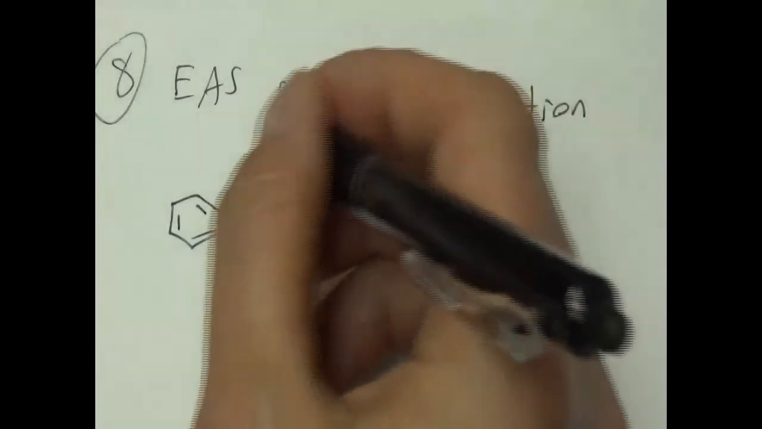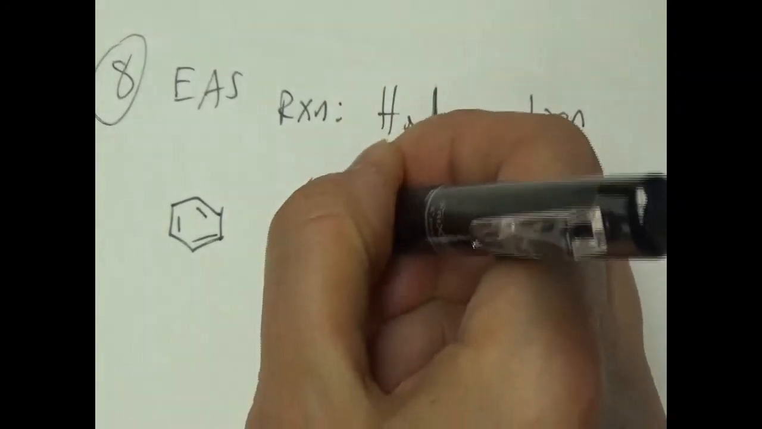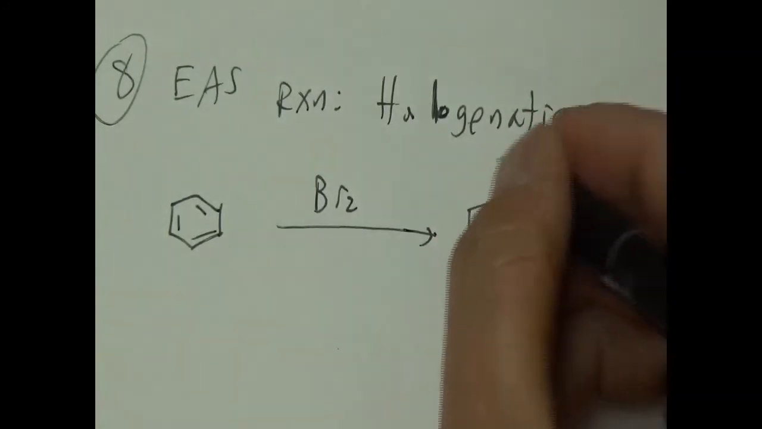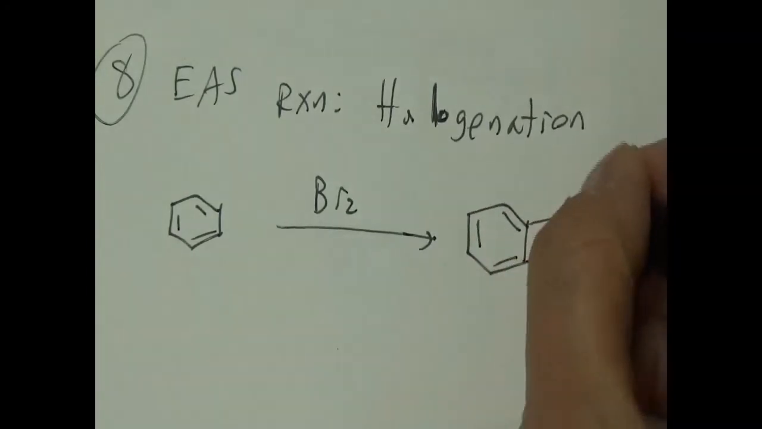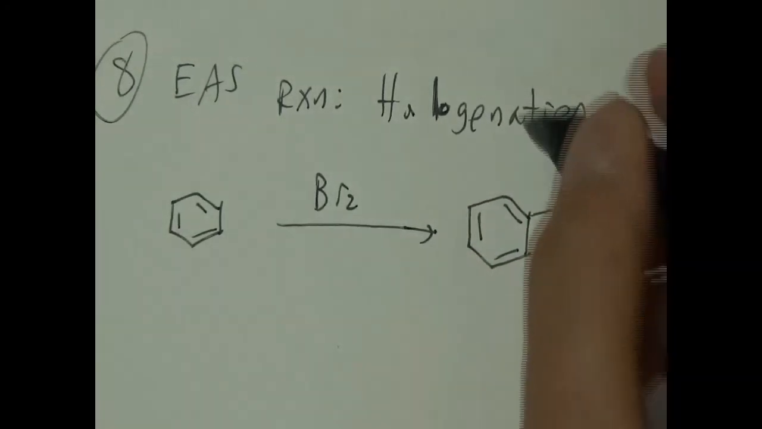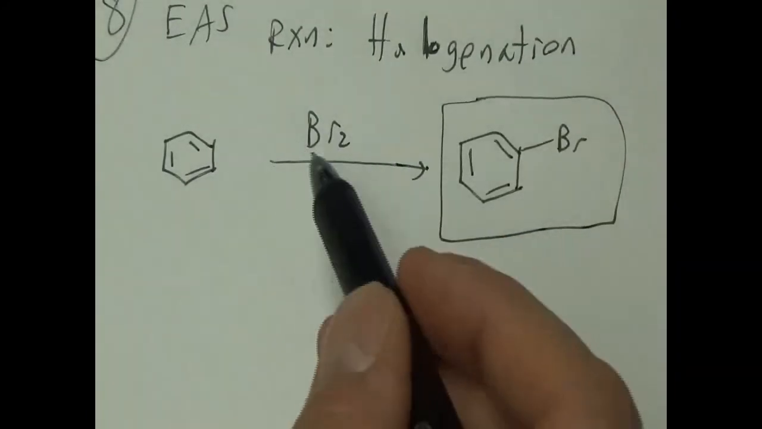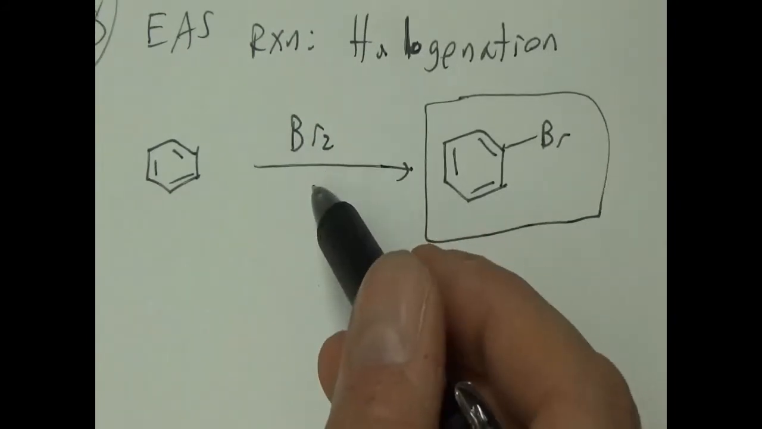So, benzene reacts with Br2, kind of like, you know how alkenes react with Br2? Well, aromatics react with Br2. But the big thing is, alkenes, first of all, they install two bromines, right? Alkenes react and install two bromines.